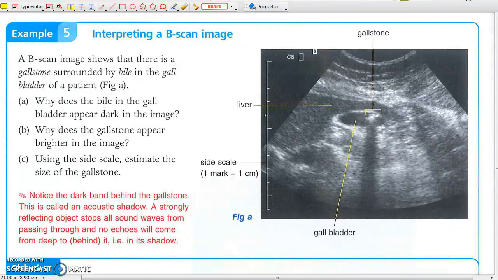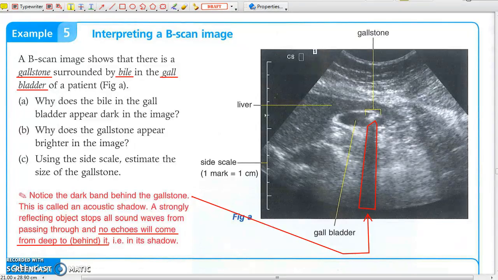Example 5. Interpreting a B-scan image. The question mentions gallstone, bile, and gallbladder. At least you should know these terms. You should know what they are.